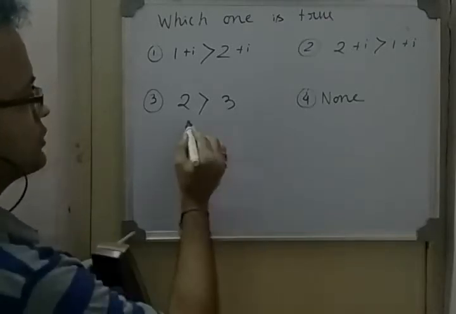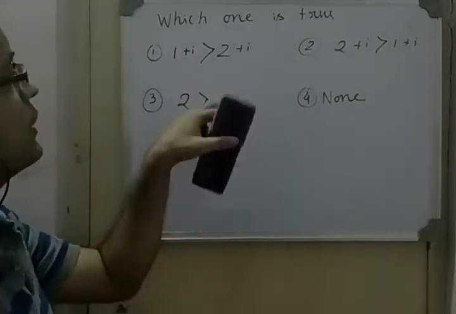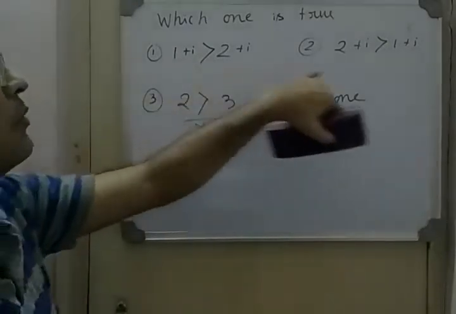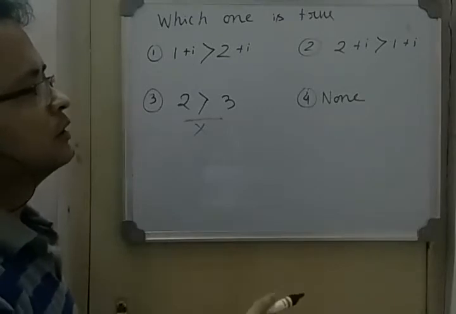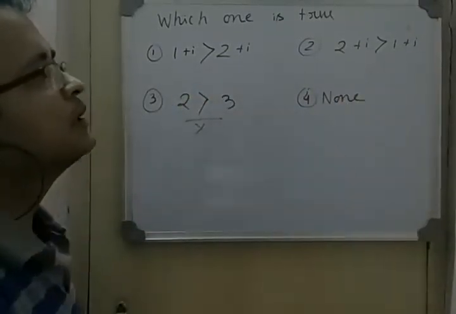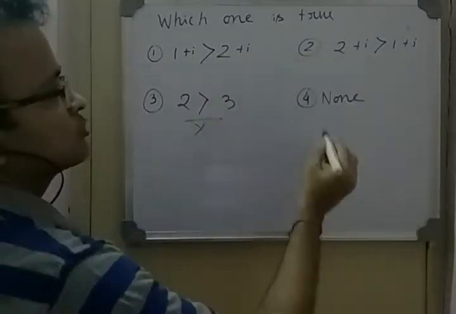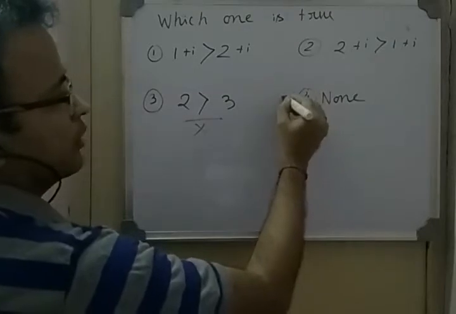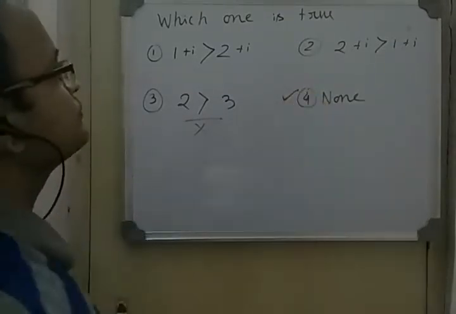First thing is, this real number comparison is not true, and complex numbers cannot be compared like this unless it is the mod of the complex number. Simple complex numbers cannot be compared with the inequality sign like this. So these two are also not true, so none. This option is true here. None.